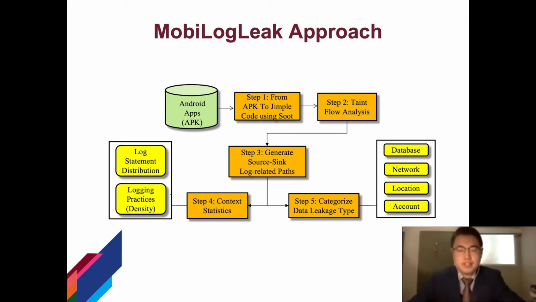So next, I would like to explain the MobiLogLeak approach. We use Android apps as our dataset. The first step, we convert the APK to Jimple code using Soot. Then we apply the TensorFlow analysis on this Jimple code. After it, we generate the source-sink log-related path. And after we get this path, we did two works.